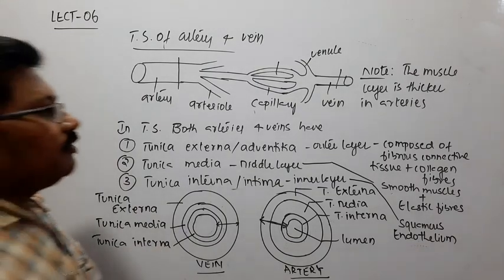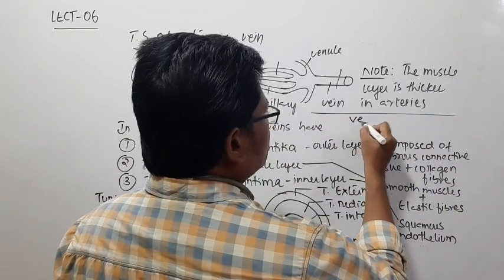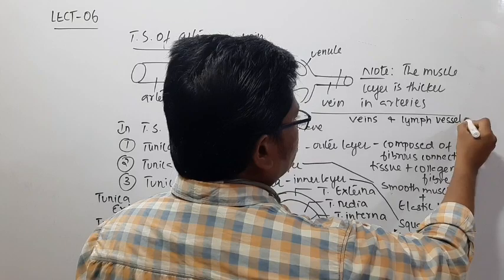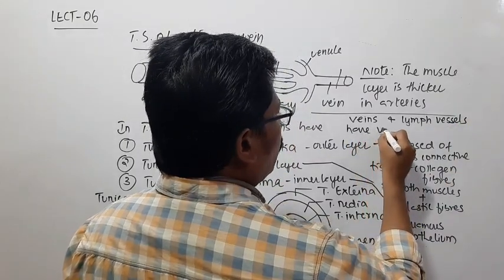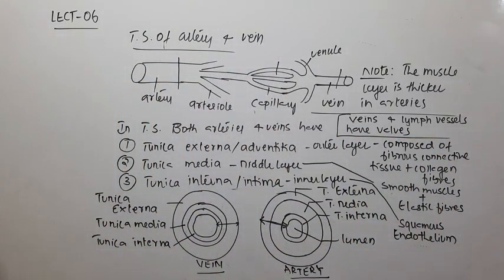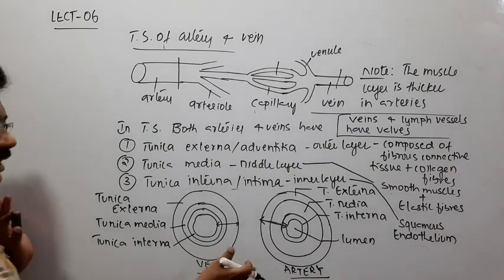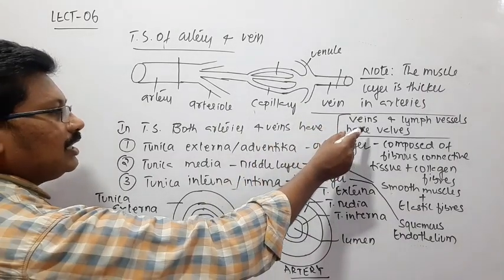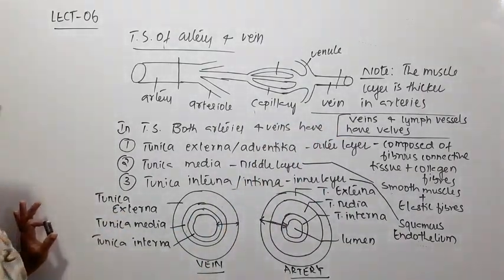And one more point is that the veins and also the lymph vessels have valves, whereas arteries do not have valves. These valves help in the flow of blood in a particular direction, that is mostly towards the heart, right? So arteries do not have valves, whereas veins and the lymph vessels will have valves, right?